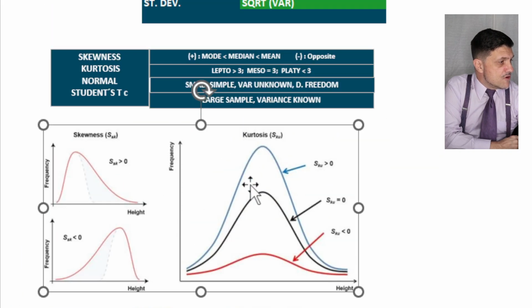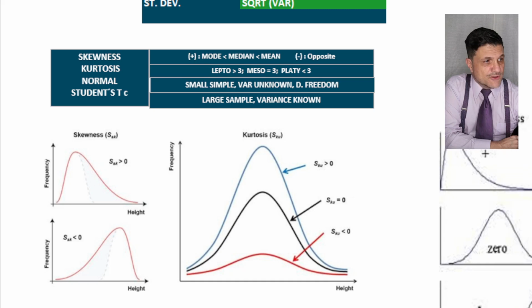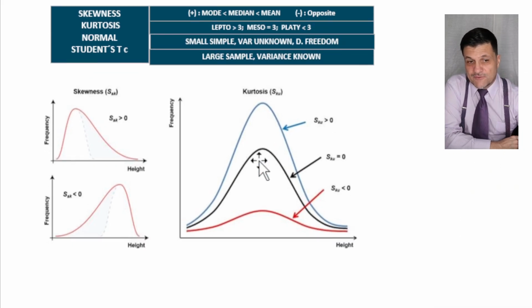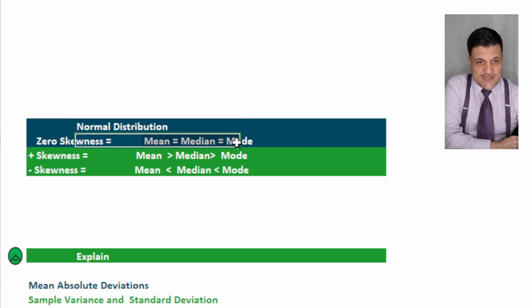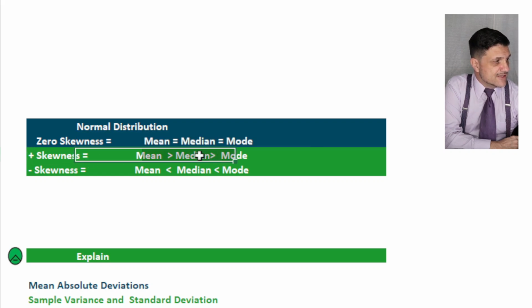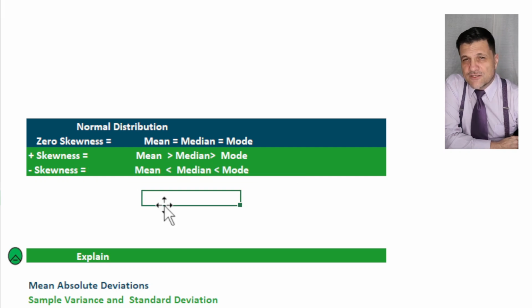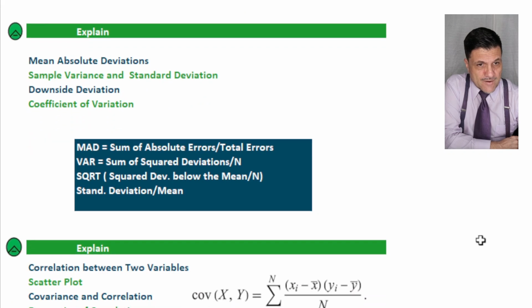By the way, put that in your pocket: the T distribution becomes equal to the normal distribution if you add more degrees of freedom. Could be a question. All right, let's continue. The normal distribution has zero skewness, which means the mean, median and mode are in the same place. If there's positive skewness, this is the order. Negative skewness, this is the order. And please, friends, do not confuse skewness with kurtosis. Two different things, all right?